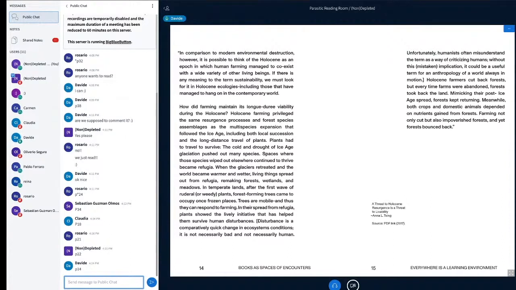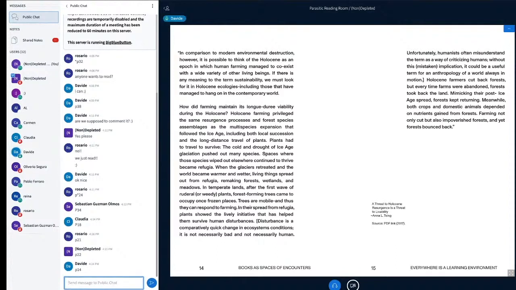When the glaciers retreated and the world became warmer and wetter, living things spread out from refugia, remaking forests, wetlands, and meadows. In temperate lands, after the first wave of ruderal or weedy plants, forest-forming trees came to occupy formerly frozen places. Trees are mobile, and thus they can respond to farming. In the spread from refugia, plants show the lively initiative that has helped them survive human disturbances.